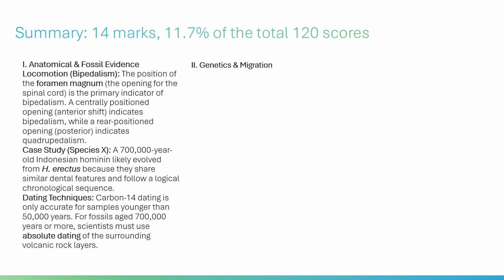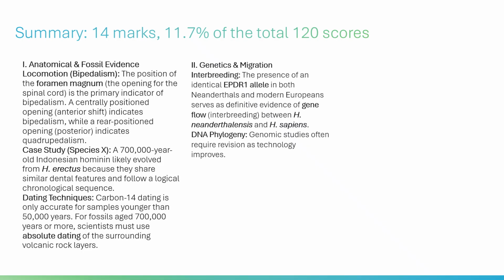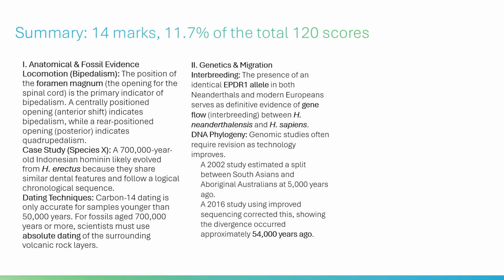Genetics and migration. Interbreeding: the presence of an identical EPDR1 allele in both Neanderthals and modern Europeans serves as definitive evidence of gene flow. Interbreeding between H. neanderthalensis and H. sapiens. DNA phylogeny: genomic studies often require revision as technology improves. A 2002 study estimated a split between South Asians and Aboriginal Australians at 5,000 years ago. A 2016 study using improved sequencing corrected this, showing the divergence occurred approximately 54,000 years ago.